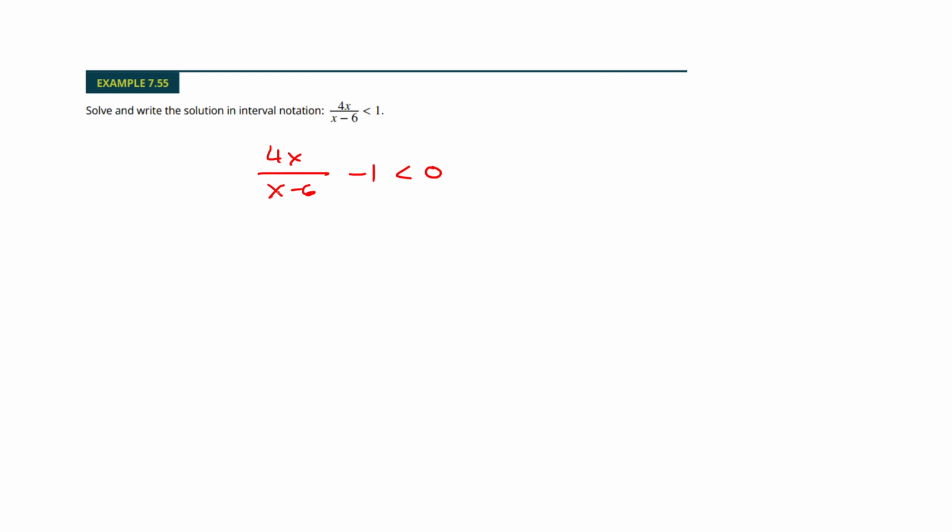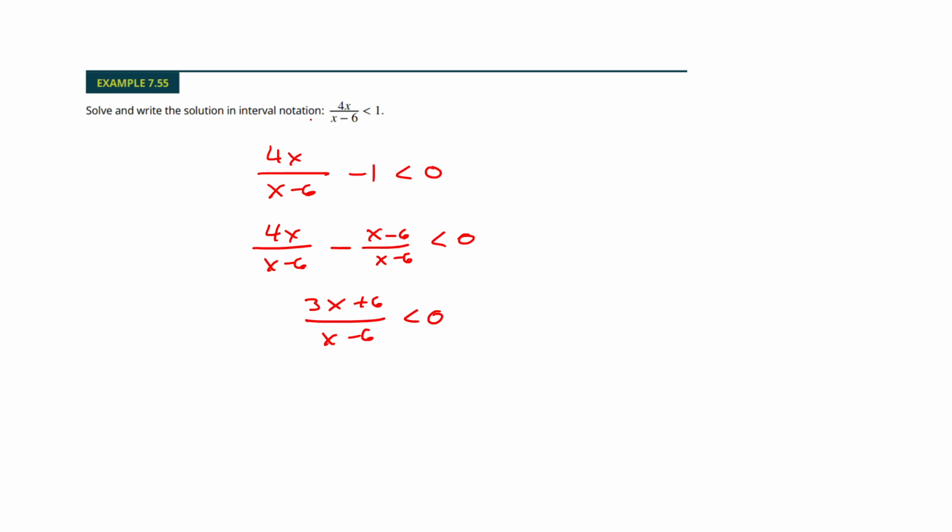So we need to do like we would do with rational expressions. I'm going to get these to have a common denominator. So I'm going to turn this into 4x over x minus 6 minus x minus 6 over x minus 6. You okay with that? That's still just 1. It's the exact same thing. Okay? And so I'm going to tidy all this up, and now remember the negative is going to go to both of them. So this is going to turn into 3x plus 6 over x minus 6 is less than 0.